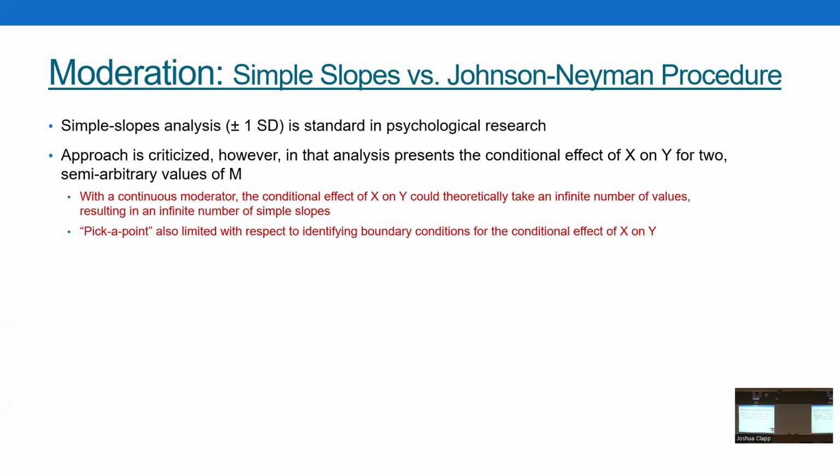The way I try to think about this is: what are the boundary conditions? Under what circumstances is X related to Y? Does it ever cross into 0? Does it flip? If I have an exact crossed effect, where the conditional effect of X on Y at low levels of my moderator is negative, and the conditional effect at high levels is positive, right?